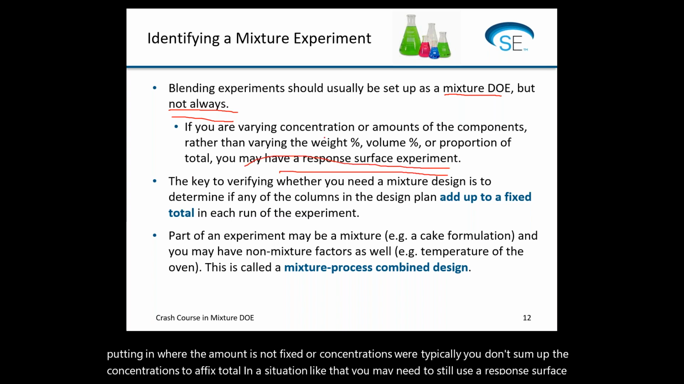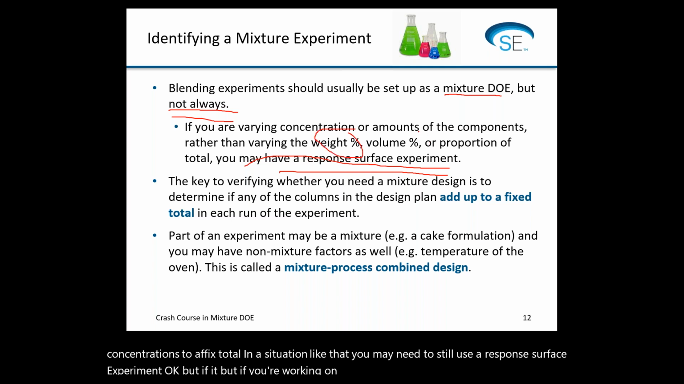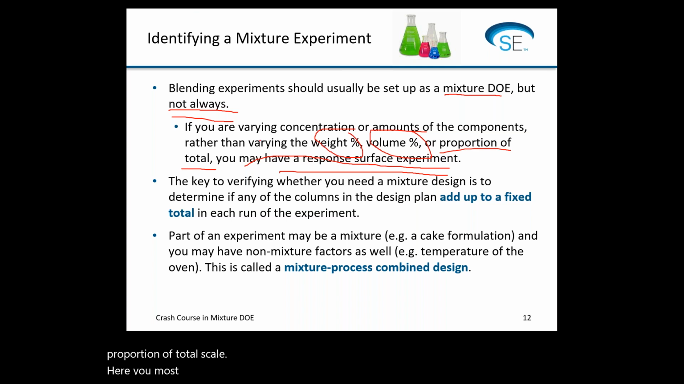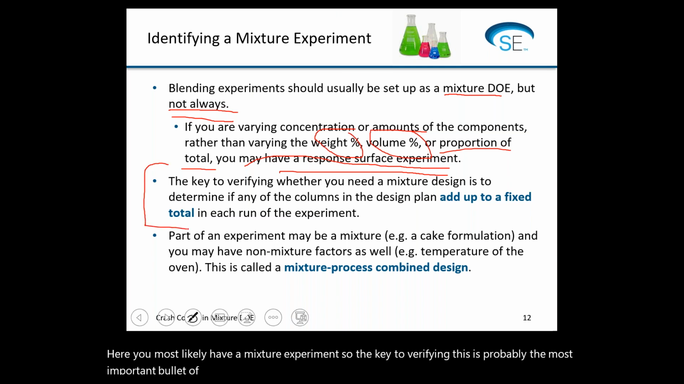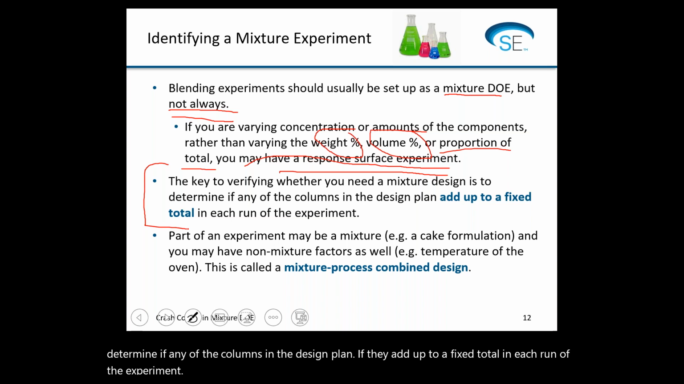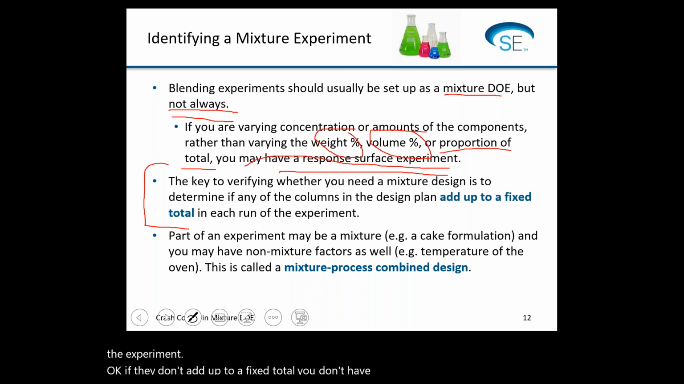Okay, but if you're working on a weight percent or volume percent or a proportion of total scale here, you most likely have a mixture experiment. So the key to verifying, this is probably the most important bullet of this section, is the key to verifying whether you need a mixture design is to determine if any of the columns in the design plan add up to a fixed total in each run of the experiment, okay? If they don't add up to a fixed total, you don't have a mixture experiment.